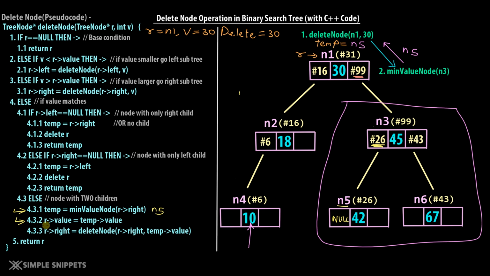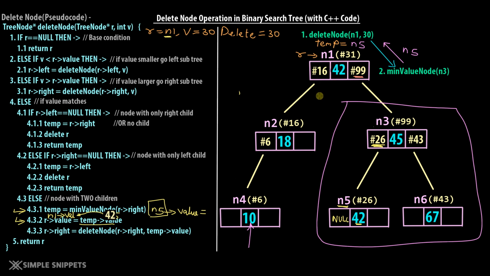Now at 4.3.2 we say r of value equals to temp of value. Now in the first delete node function, what is the value of r? It is n1. You can see n1. So n1's value will be equal to temp value. Temp is n5. So n5's value is equal to 42. So 42 will now be stored as n1's value. So now n1's value will be erased and we are going to store 42 over here.